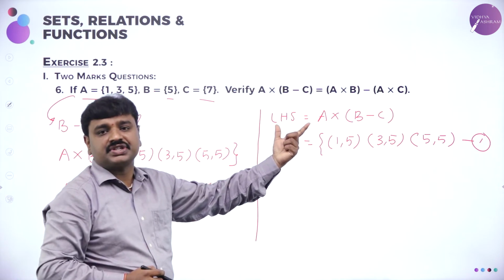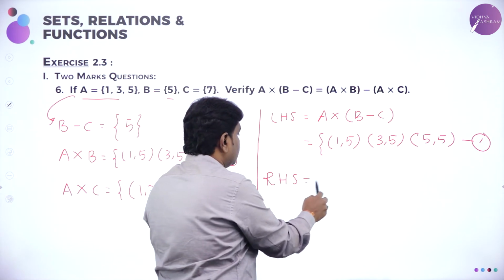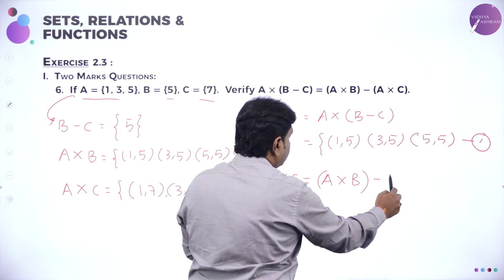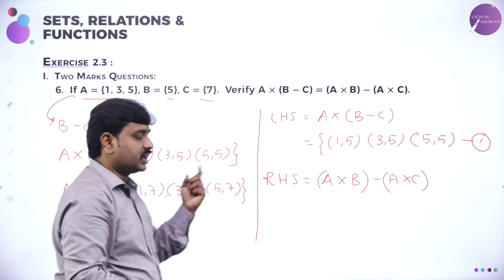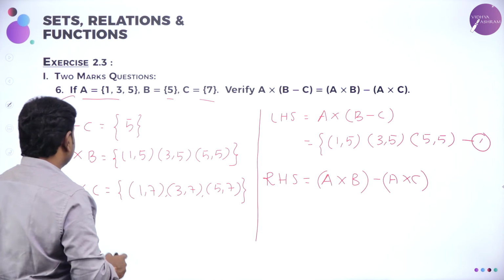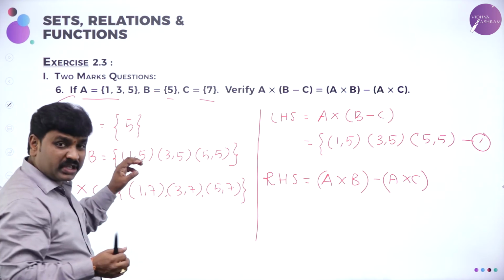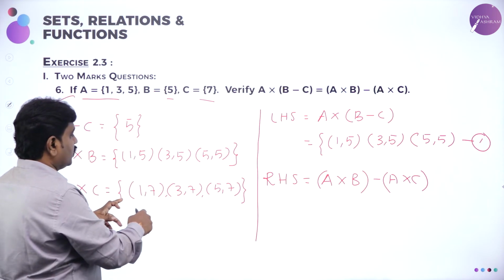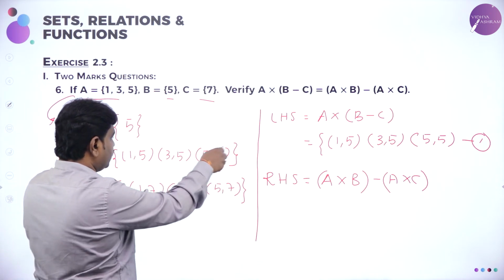Now take RHS, right hand side. What is there in the right hand side? RHS is (A cross B) minus (A cross C). It means from A cross B remove A cross C. What is A cross B? (1,5), (3,5), (5,5). So I should remove the common elements. From A cross B, remove the elements of A cross C and write the remaining elements. What are the common elements we have? (1,7) we don't have, (3,7) we don't have, (5,7) we don't have.